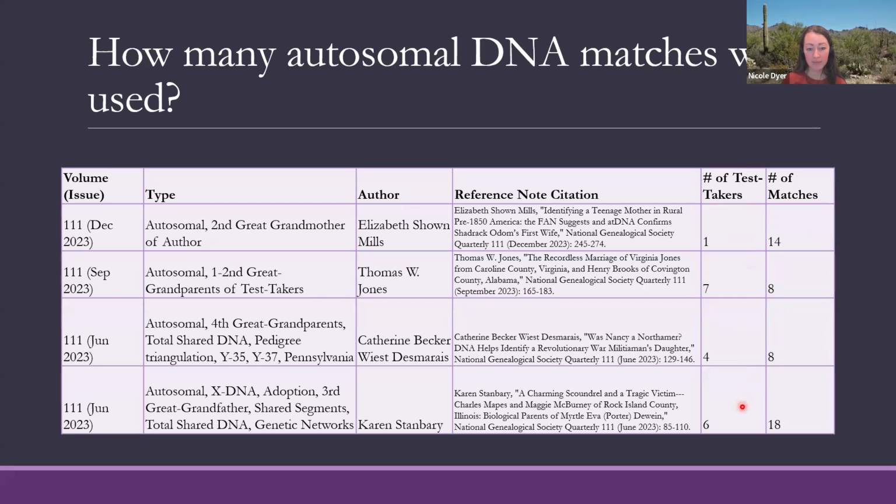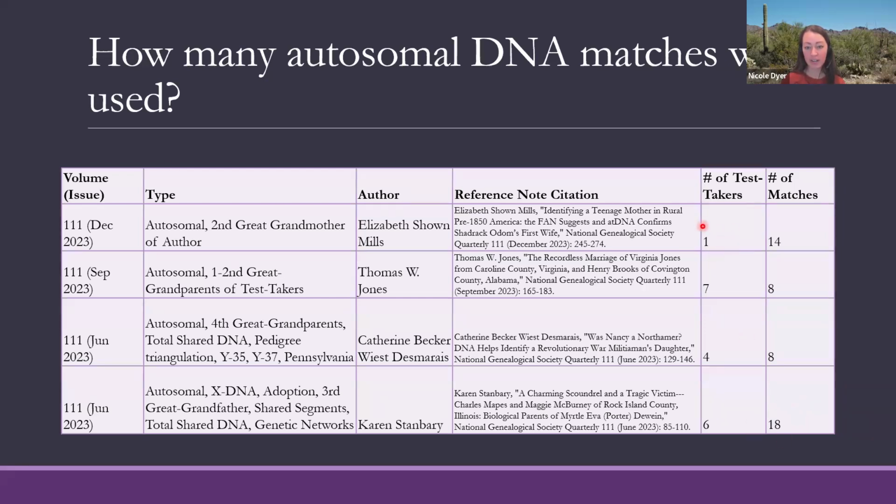And then this article by Karen Stanberry about Charles Mapes and Maggie McBurney, the parents of Myrtle Ava Porter DeWine. She had 6 descendants of Myrtle and found matches to 18 people who were descendants of different groups. We had some descendants of Charles Mapes' family and Maggie McBurney's family, and so she had quite a bit of matches here. So hopefully that helps to think about how many test takers and how many matches are needed.